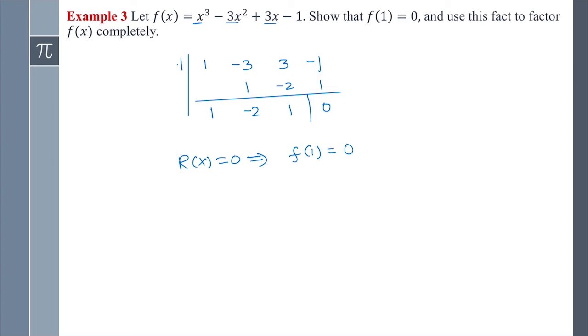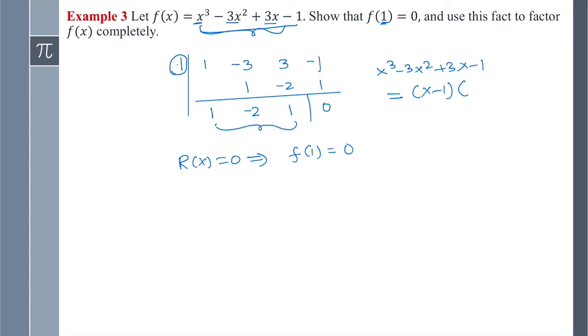Now the other question is asking us to factor this polynomial completely using this factor theorem, or this fact. If 1 is the 0 of the polynomial, that means x minus 1 is a factor. So now we can write this polynomial as x cubed minus 3x squared plus 3x minus 1 equals, so the first factor is x minus 1 because 1 is the 0 of the polynomial. Now the remaining factor is the quotient.